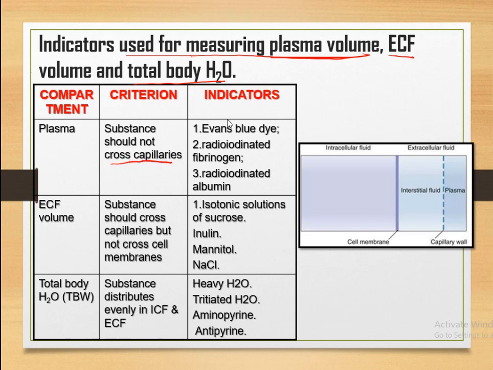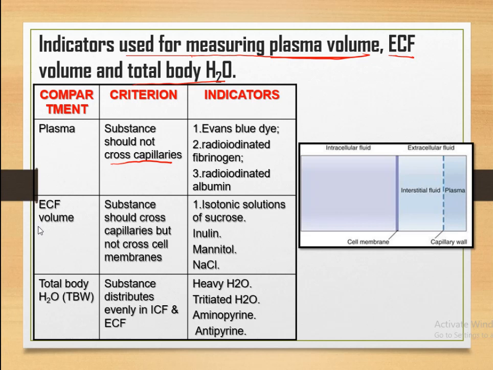Now, examples of these indicators can be Evans Blue dye. You can talk of radioiodinated fibrinogen, and radioiodinated albumin. Those three are the examples of indicators that can be used.